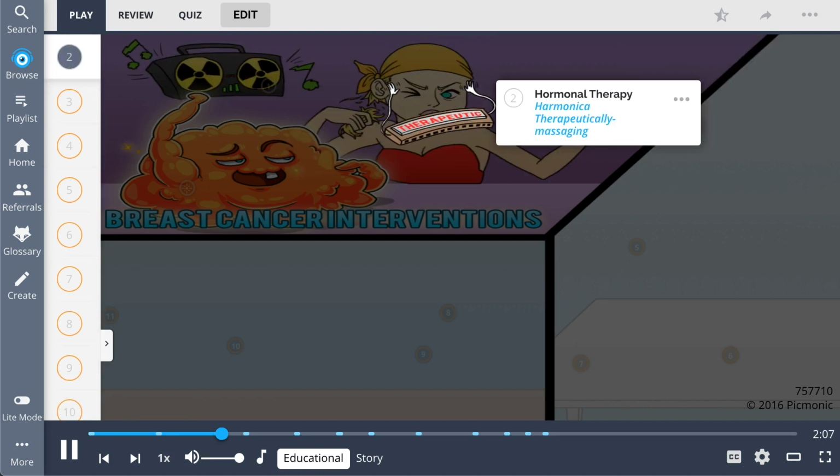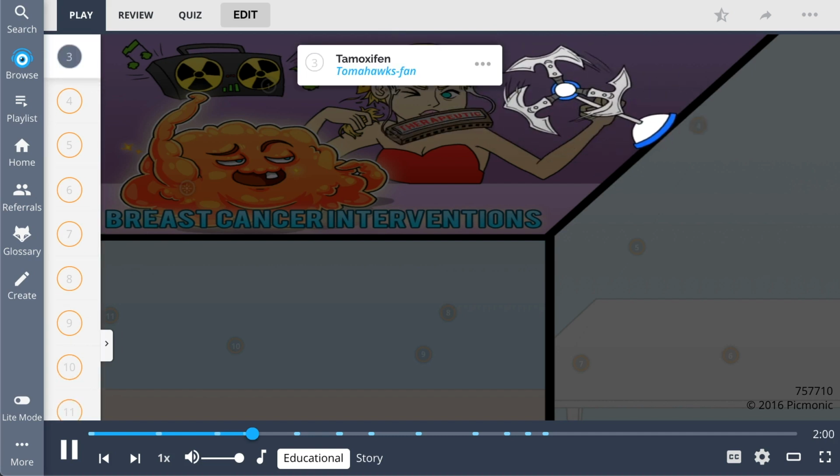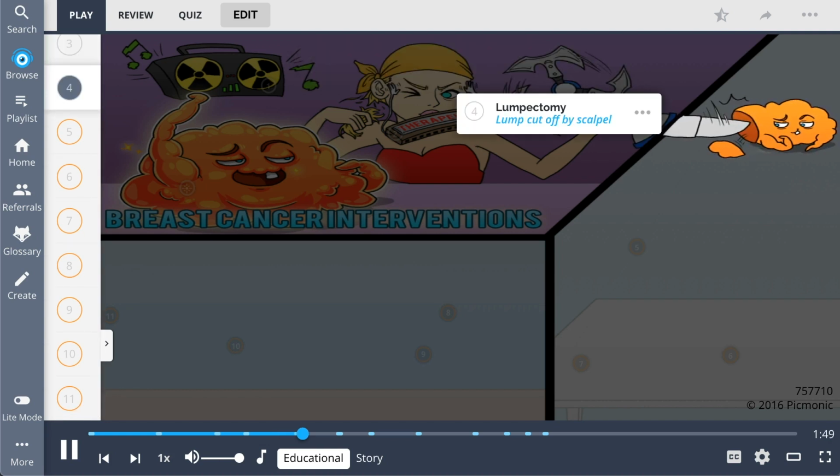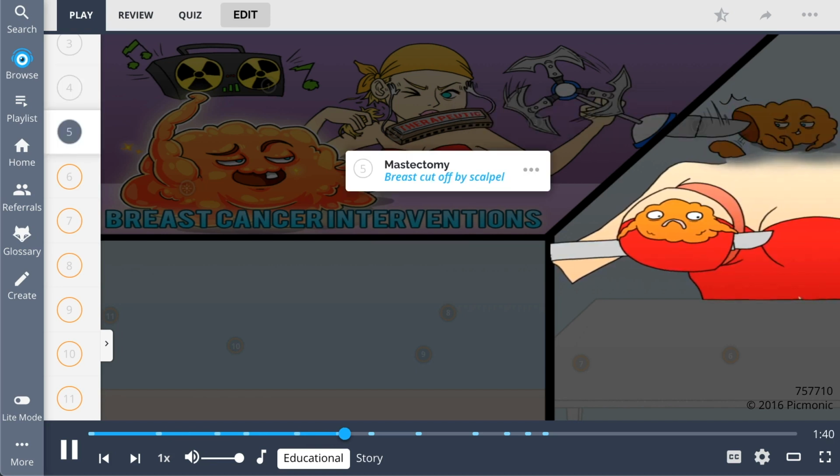Some patients may be candidates for hormonal therapy shown by the harmonica therapeutically massaging the woman. One such medication is tamoxifen, the tomahawk's fan. This drug works by blocking the actions of estrogen to treat both early and advanced breast cancers that are receptor positive. A lumpectomy, shown by the lump cut off by the scalpel, involves surgical removal of the cancerous tissue along with a small area of normal tissue around it. While a mastectomy, shown by the breast being cut off with the scalpel, involves removal of the entire breast tissue.